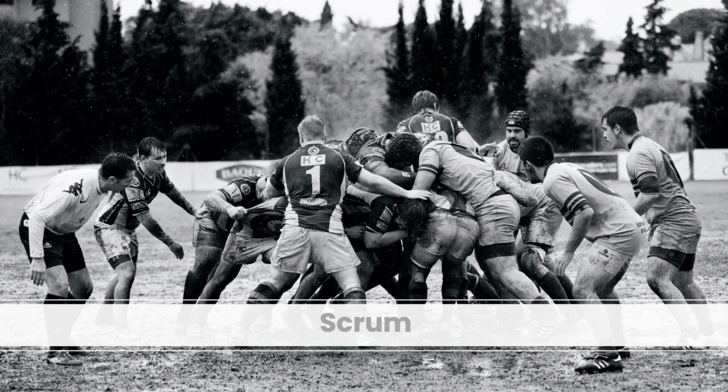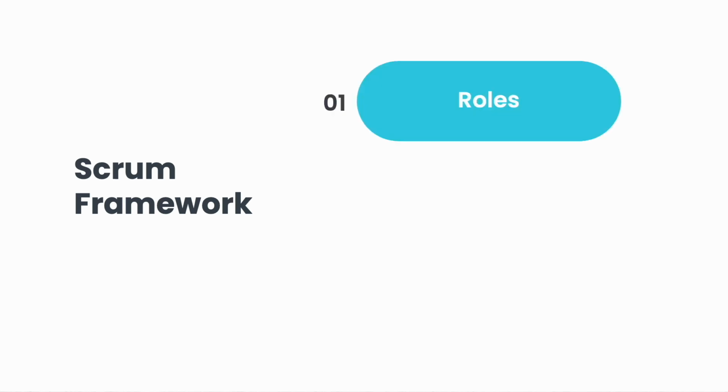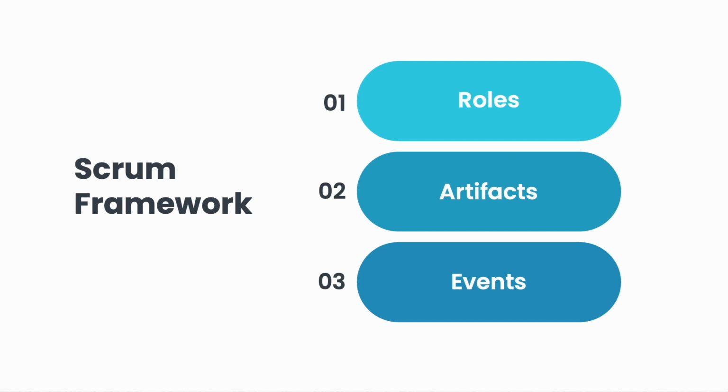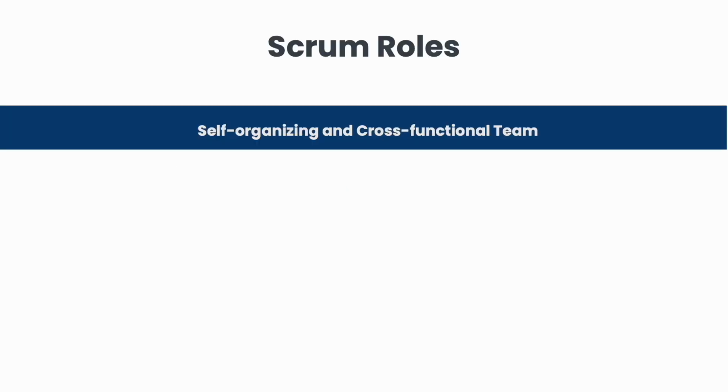The term Scrum is borrowed from the sport of rugby, where teams come together in a unified push to achieve their goal. Similarly, in the Scrum framework, cross-functional teams collaborate intensely to deliver tangible, high-quality results. The Scrum framework can be distilled into three core components: roles, artifacts, and events. Let's dissect each of these to understand their significance.